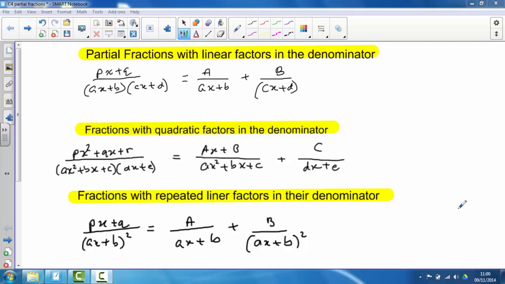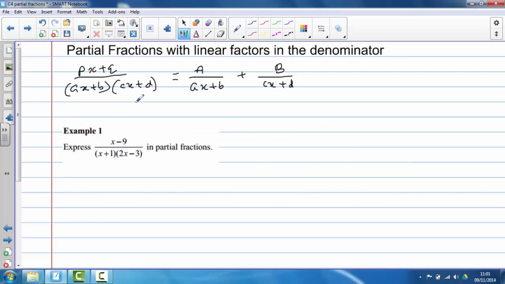Hi there, in this video I'm going to go over partial fractions C4. We'll cover three cases. The first case is where you've got linear factors at the bottom, second case where you've got quadratic factors, and then finally where you've got repeated linear. We'll then look at how partial fractions can be applied to binomial expansion. Let's look at the first case.